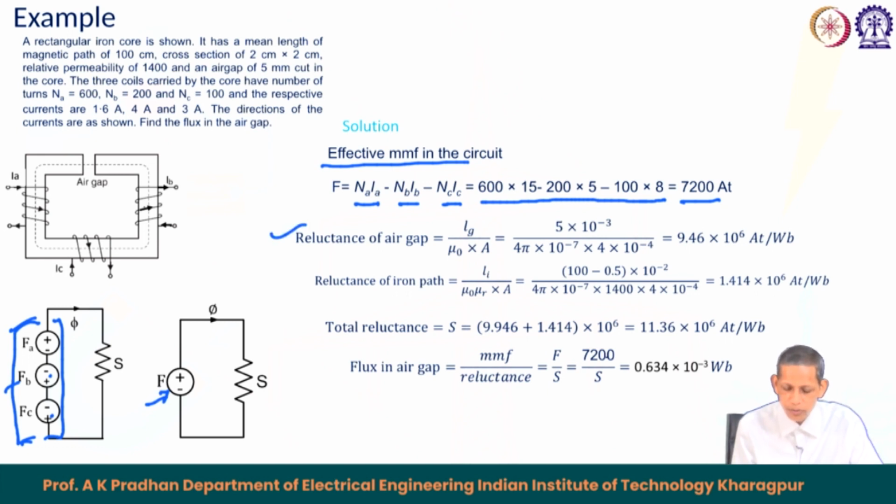We find the reluctance of the air gap, and we find the reluctance of the iron path using the L upon mu A formula for the particular case. Total reluctance S becomes equal to 11.36 into 10 to the power 6, and then the flux in the air gap becomes mmf by reluctance, N I upon the corresponding S. So, this happens to be equal to 0.634 milliweber in this case.